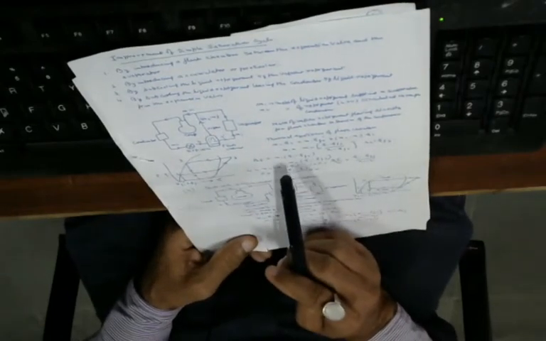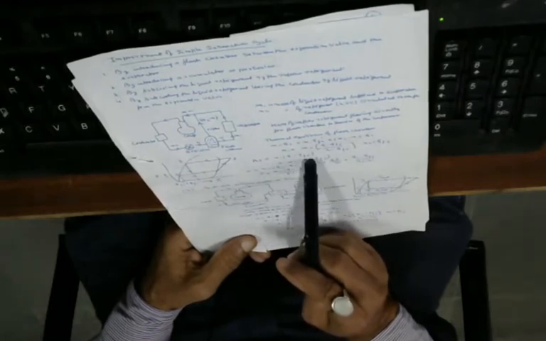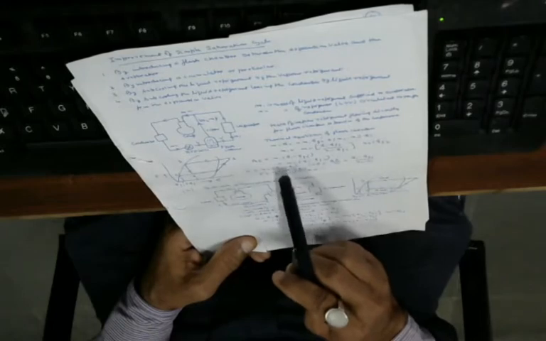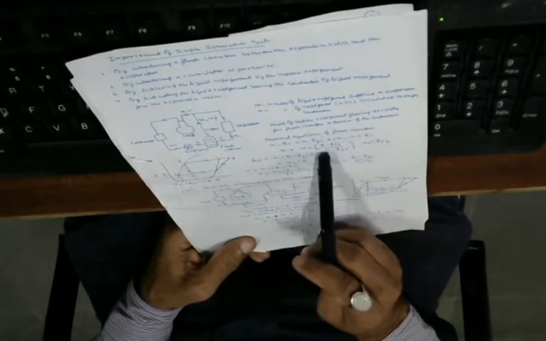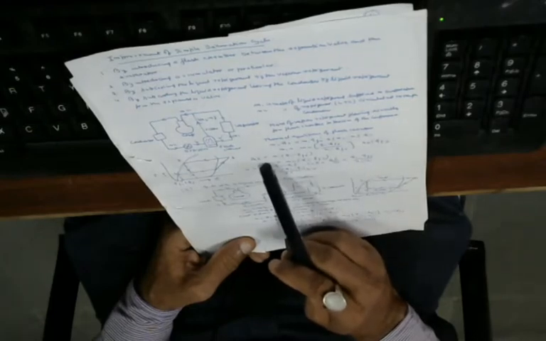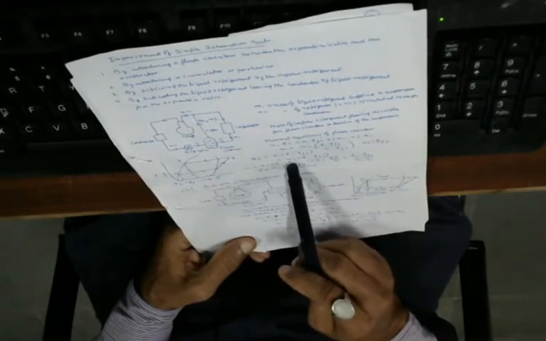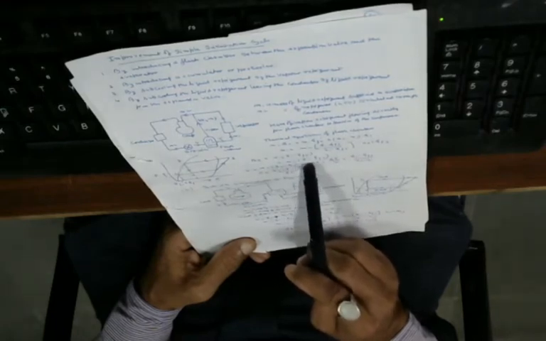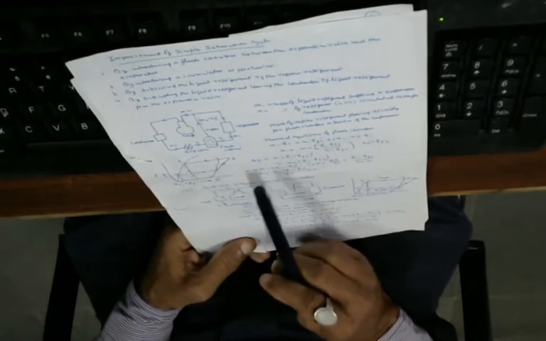Then refrigerating effect is equal to M1 into H1 minus HF4 dash. M1's value we already have: M2 into H1 minus HF3 divided by H1 minus HF4 dash. So refrigerating effect is equal to M1 into H1 minus HF4 dash, that is equal to M2 into H1 minus HF3. Okay, that is the refrigerating effect.